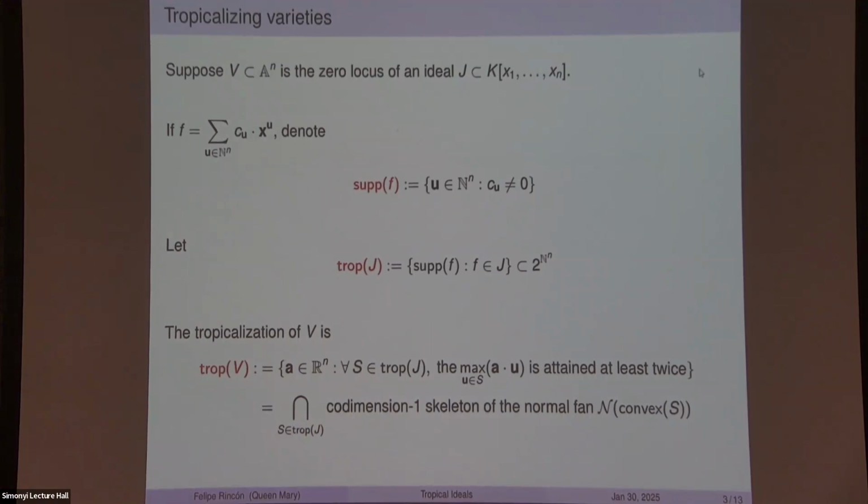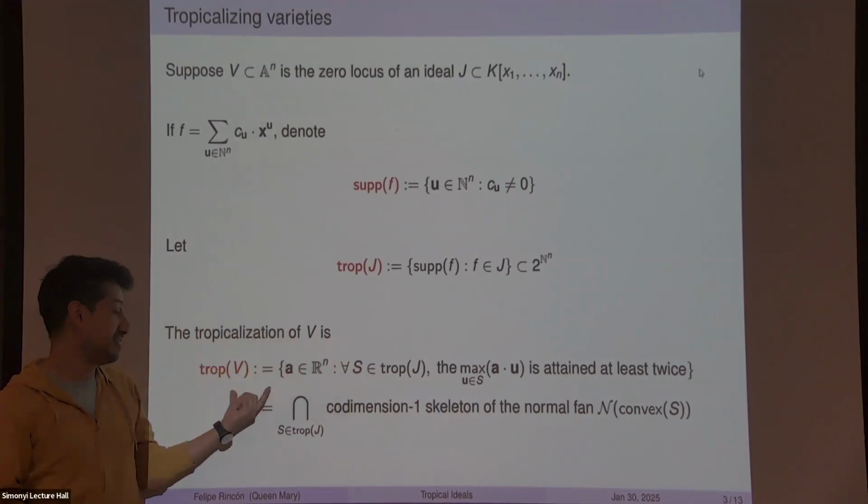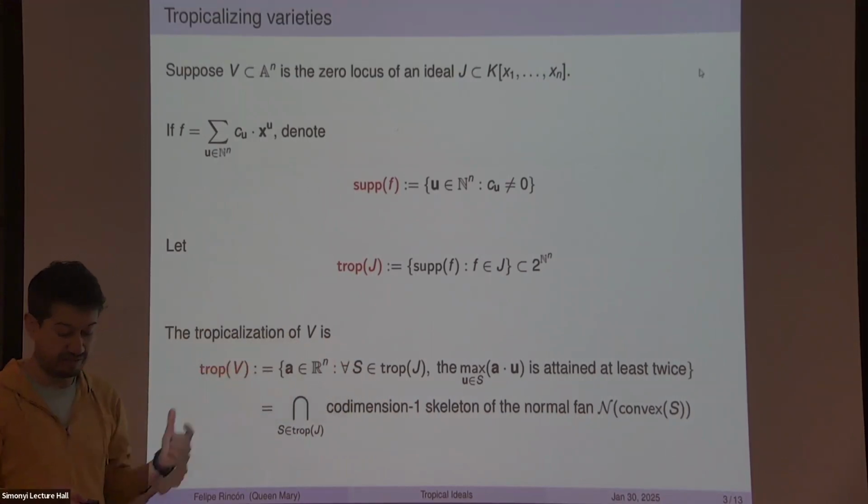Does that make sense? So it's some kind of combinatorially defined subset of R^n. That's the tropicalization of the variety.